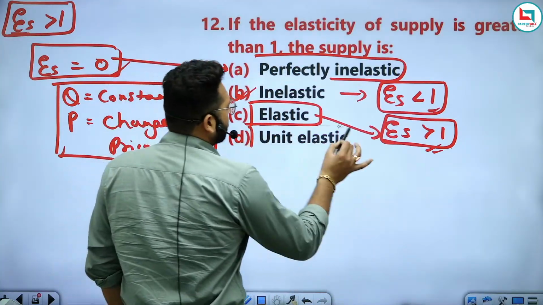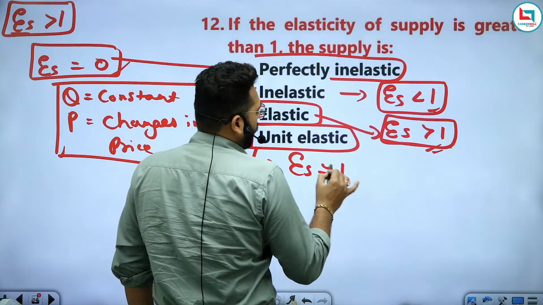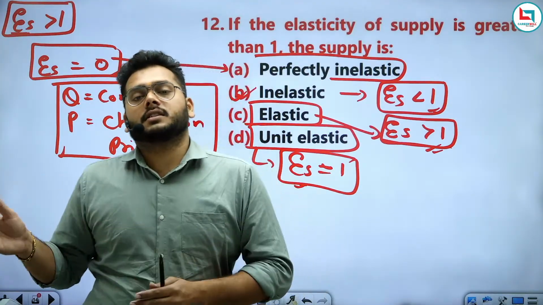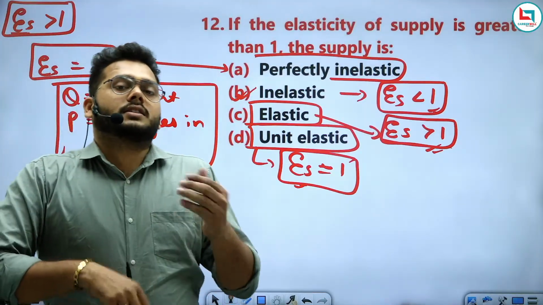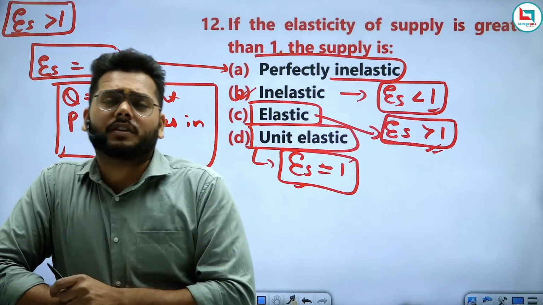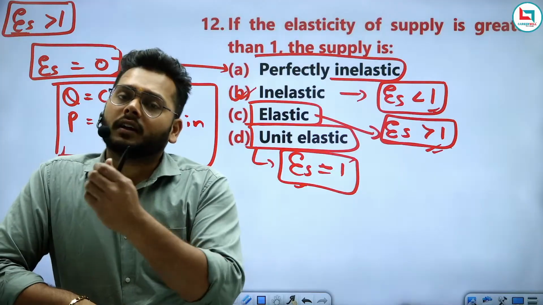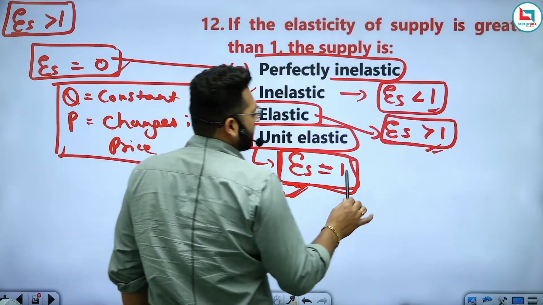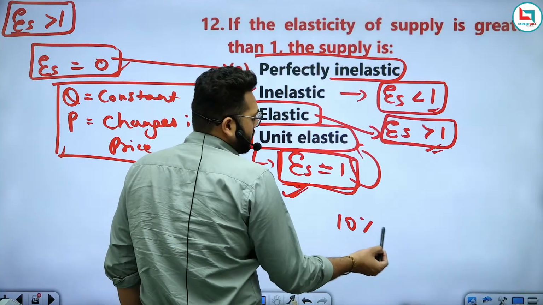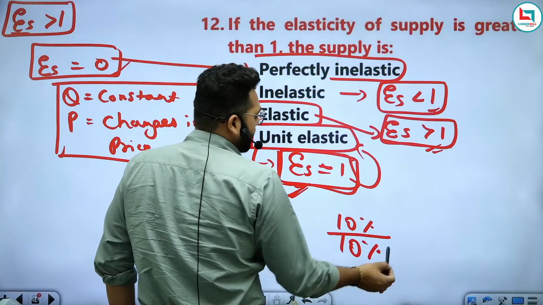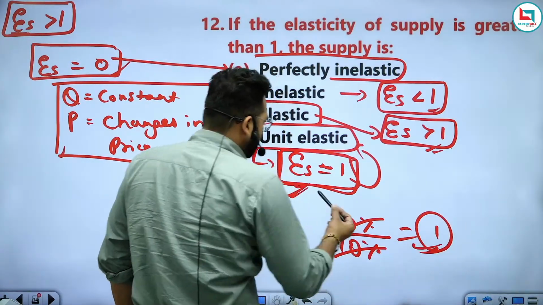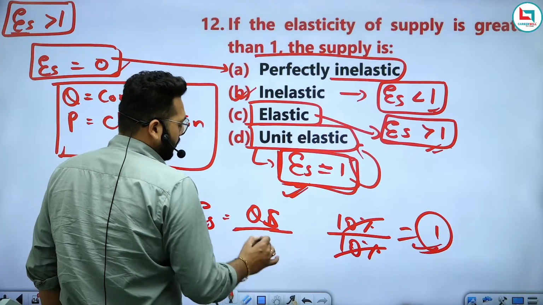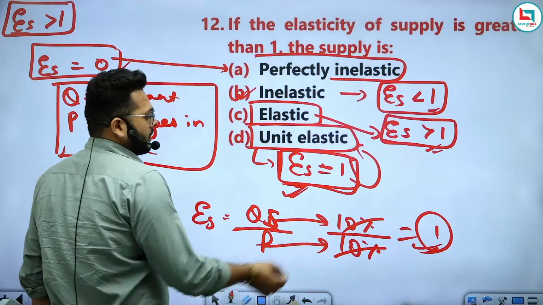Now what do you mean by unit elastic? Unit elastic means when ES is equal to 1. It means there is an equal percentage change in quantity as well as in price. Let's say the change in price is 10%, and in response to this change in price, the quantity supplied by the producer also changes by 10%. Same equal percentage change in price and quantity supplied. The formula of ES is percentage change in quantity supplied divided by percentage change in price. So 10% divided by 10% will become 1. This is the situation of unit elastic.